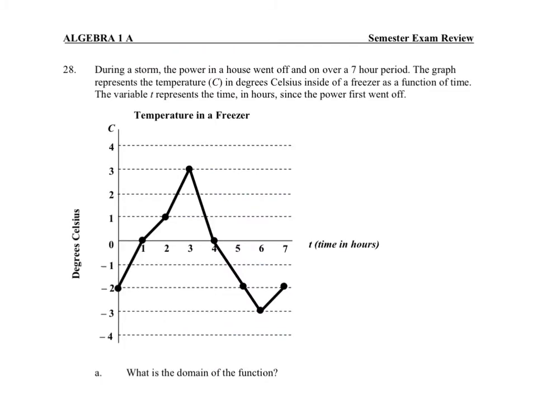Question number 28. During a storm, the power in a house went off and on over a 7-hour period. The graph represents the temperature C in degrees Celsius inside of a freezer as a function of time. The variable T represents the time in hours since the power first went off. So we can see that here's our degrees, started at -2, went up to 3, so this is probably while the power was off, but then it started to drop back down, went all the way down to -3, so this is probably when the power went back on. And then as it started to get warmer again, that's probably when the power went back off again.